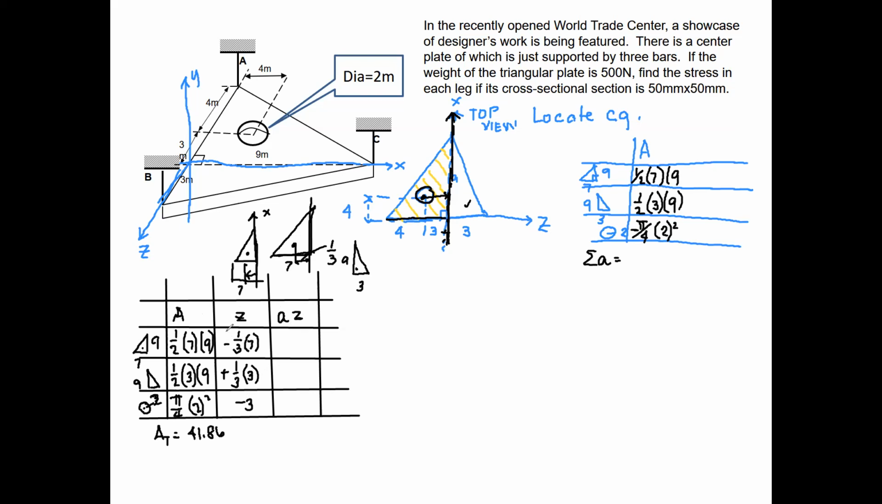So therefore, you can now get the product of A times Z. All you need to do is to multiply A, ito yung A, and this as the Z to solve this.